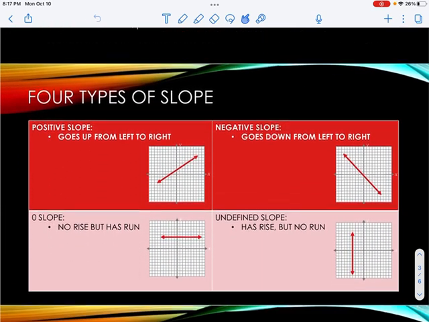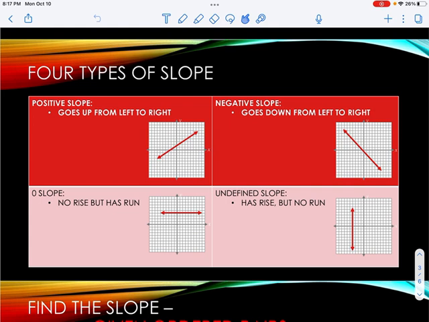Now, there are four different types of slope. We have a positive slope, which means that we would end up getting a positive fraction. So our rise is positive and our run is positive, or our rise is negative and our run is negative. Because remember, a negative divided by a negative is also a positive.